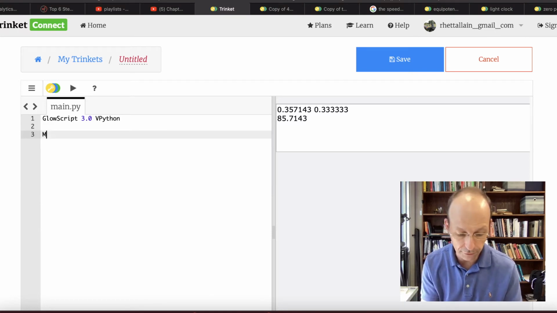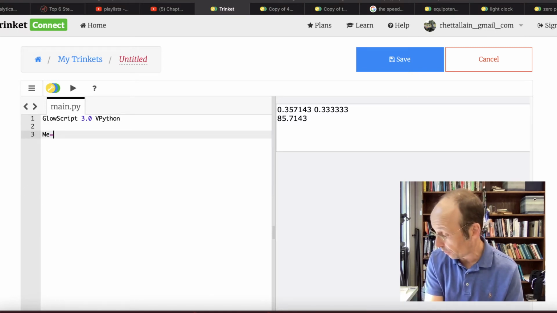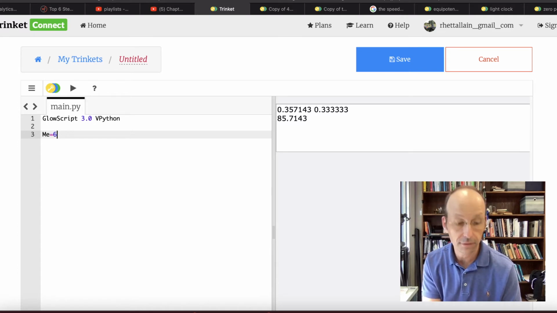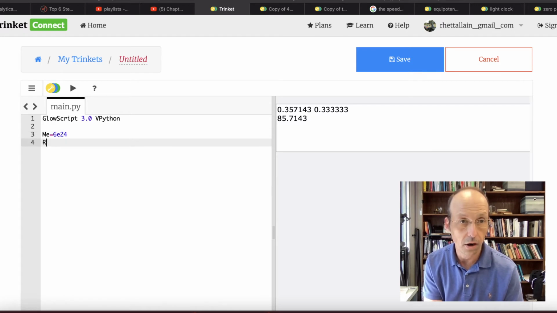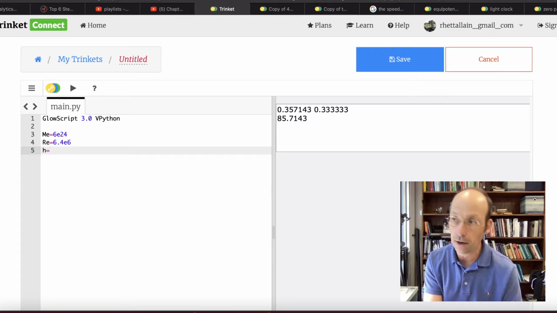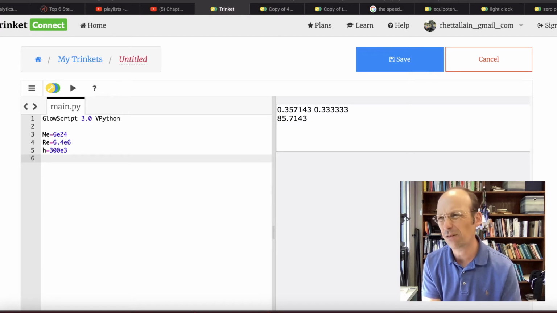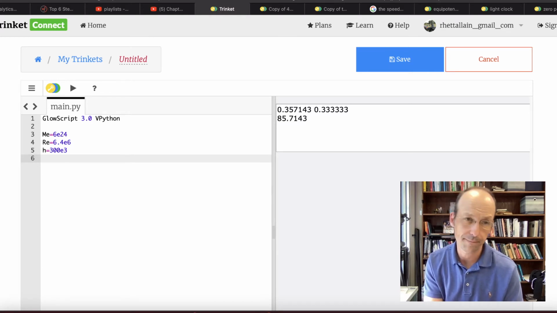So let's put in my values. ME equals 6e24, the same value I have over here. RE equals 6.4e6. H is the altitude above, let's call that 300e3, 300 kilometers. I think the space station is actually at 400 kilometers, but I don't really care. G equals 6.67e-11.